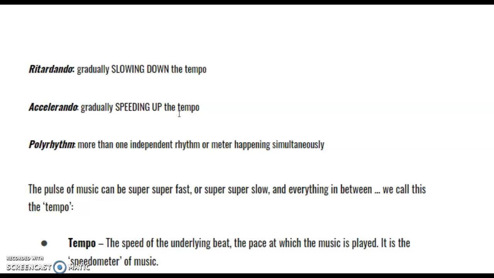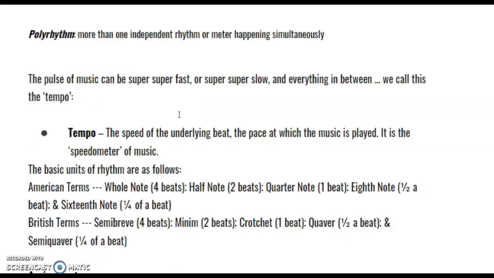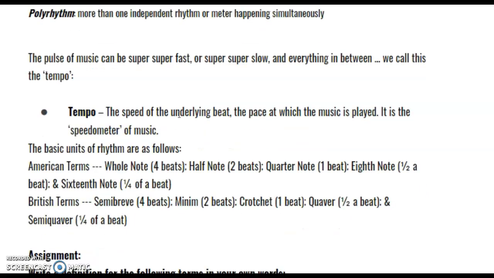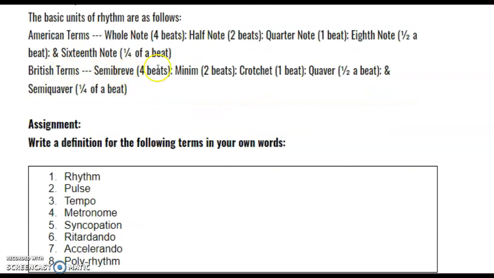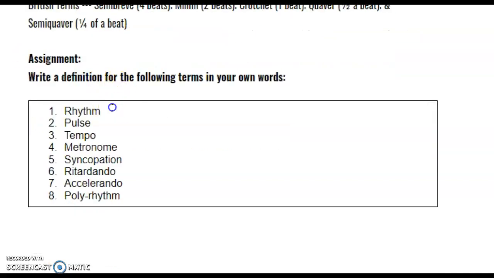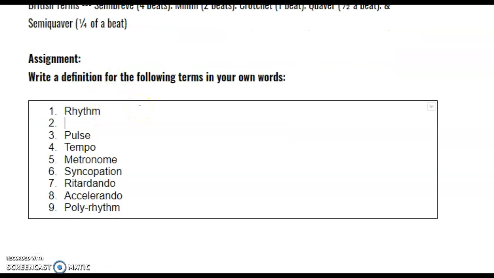The pulse of the music can be super, super fast or super, super slow. Okay, and we call that the tempo. On the metronome, you get your tempo. That's like the speedometer of music. We went through all the basic units of rhythm. I prefer us using the semi-breve, the minim, the crotchet, the quaver, and the semi-quaver because we do a Cambridge examination.